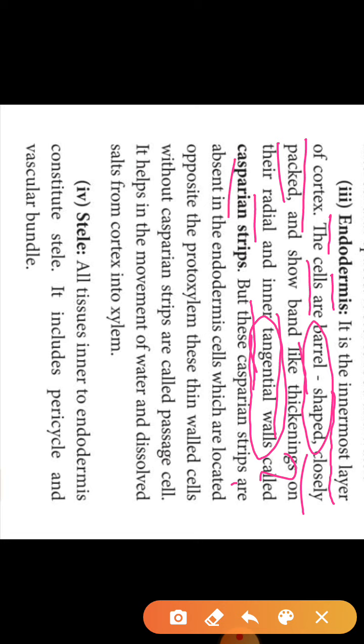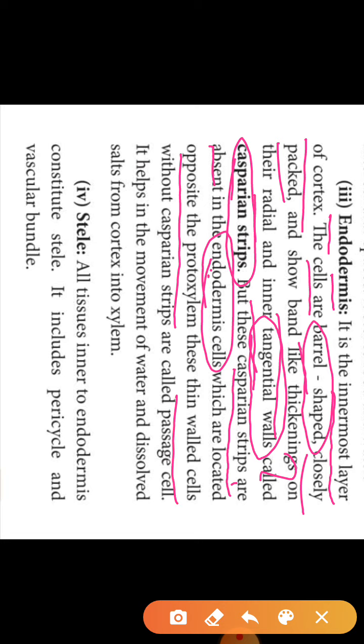Casparian strips are absent where? In endodermis cells, in the location opposite the protoxylem. These are thin-walled cells without Casparian strips. These are called passage cells.